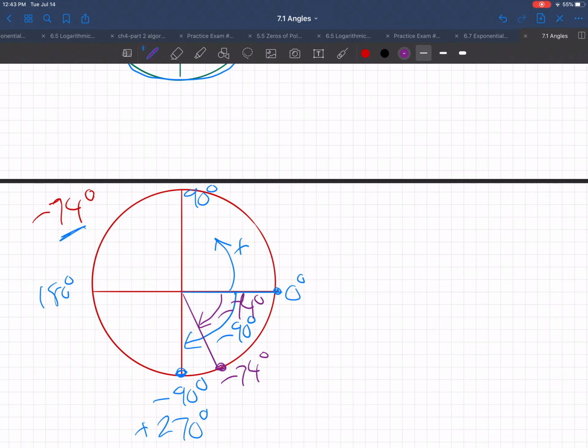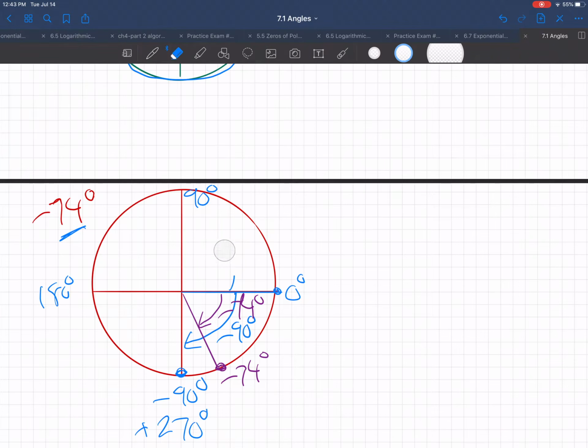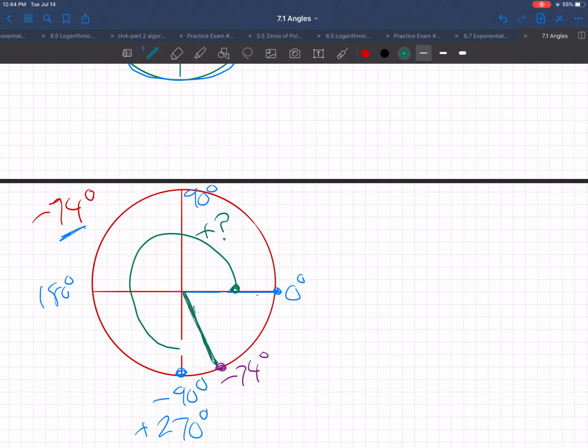Now, what they want me to do is find a positive angle that ends in the same spot. So in other words, what positive angle is going to end right there in the same spot as negative 74? Sorry, that negative 90 is just confusing the issue. There we go. So negative 74 degrees is the same as positive what? That'll end in the exact same spot. How do we figure that out?